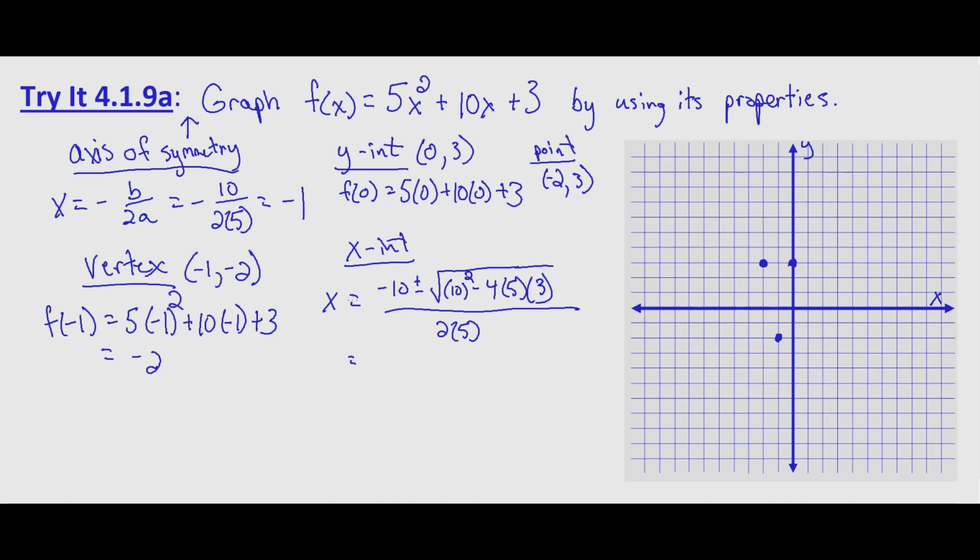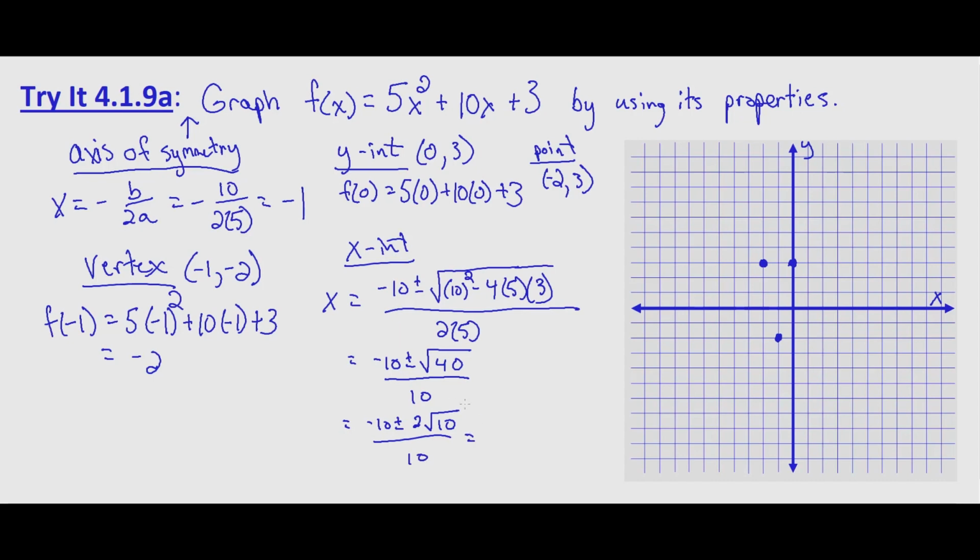That equals negative 10 plus or minus the square root of, let's see, 10 squared is 100, 4 times 5 times 3, that's 20 times 3 is 60, 100 minus 60 is 40. That's all over 10. So that equals negative 10 plus or minus, simplifying the square root of 40, that's 4 times 10. So that'd be 2 times the square root of 10. The square root of 4 is 2. So 2 times the square root of 10, all over 10.